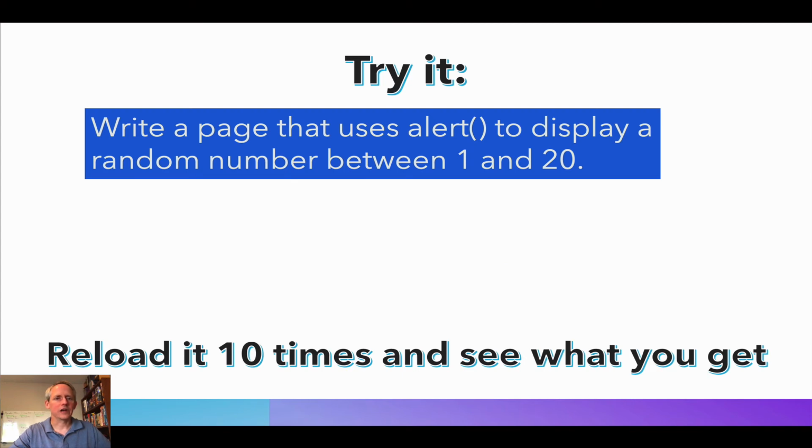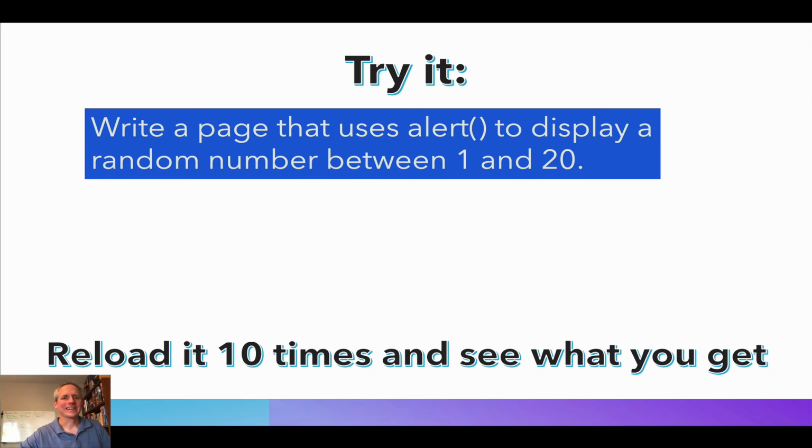All right, so I want you to try it. Write a page that uses alert to display a random number between 1 and 20. Reload it 10 times and see what you get. And you can decide if you want it to be inclusive or exclusive of the actual number 20. Okay, I'll wait for a second so you can pause the video.